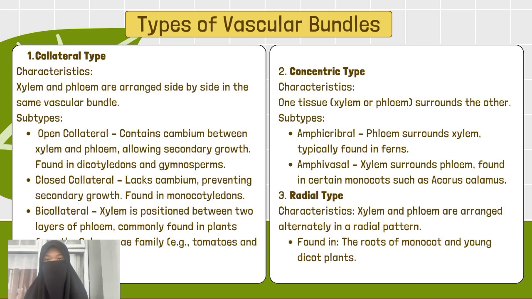And the third type is the radial type. The characteristic is that xylem and phloem are arranged alternately in a radial pattern, found in the roots of monocots and young dicot plants.